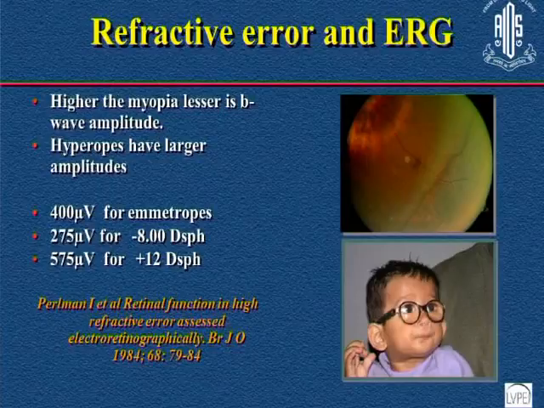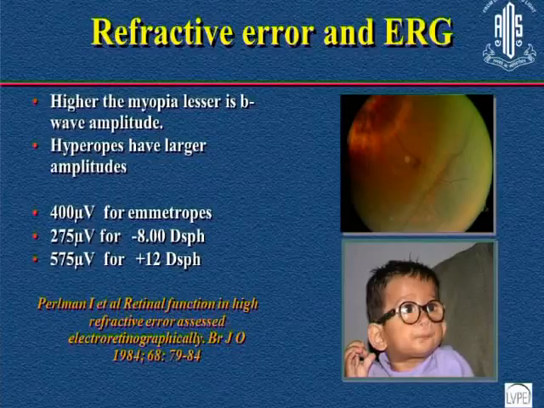There are not very many reports on hyperopes. Actually, there's only one good report. So this is something your students can do a thesis or project on: what is the effect of higher degrees of hyperopia? The more the hyperopia, the larger the amplitude is. So if you have a patient with high hyperopia, let's say plus 12 or plus 14, and his ERG is coming bad, that means he has a retinal dystrophy, because he should have a supernormal ERG. So we should know that refractive error can change the ERG quite a bit.